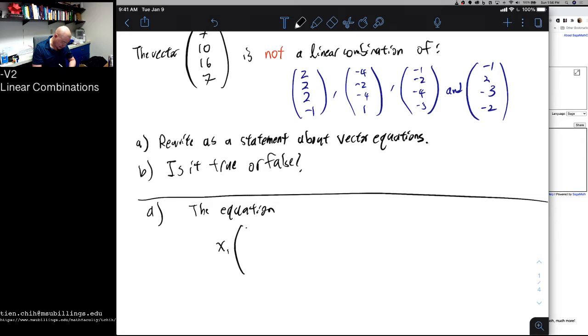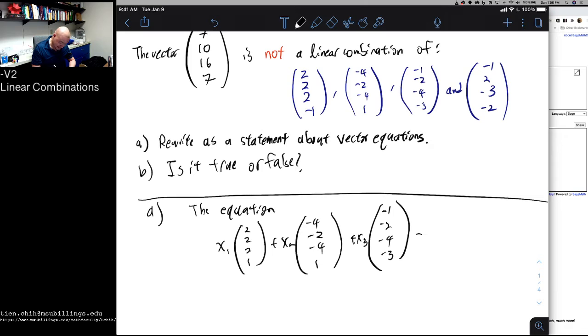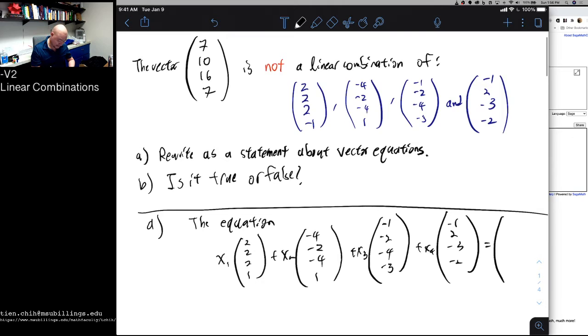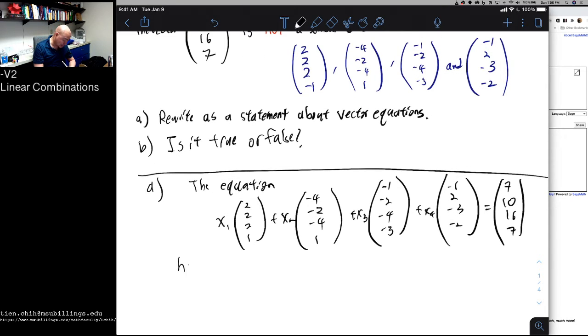let's say x1 times (2, 2, 2, 1) plus x2 times (-4, -2, -4, 1) plus x3 times (-1, -2, -4, -3) plus x4 times (-1, 2, -3, -2), the claim that this is equal to (7, 10, 16, 7) does not happen, i.e. has no solution. So that's my claim, or that's what allegedly is happening here.